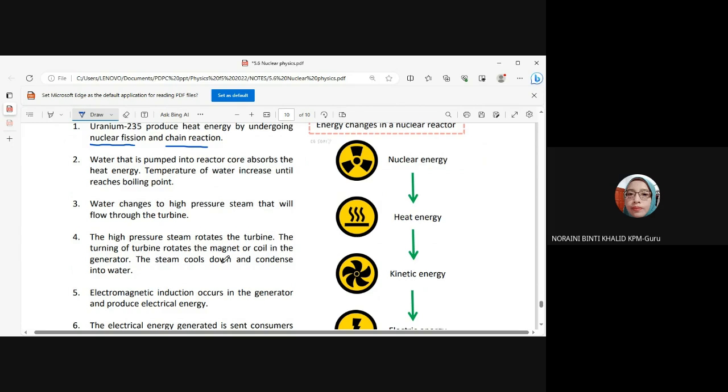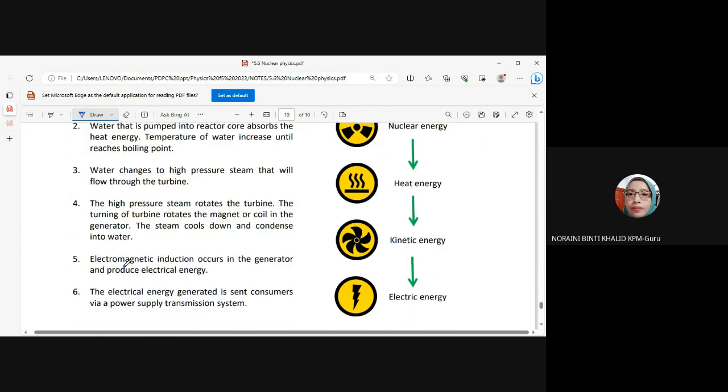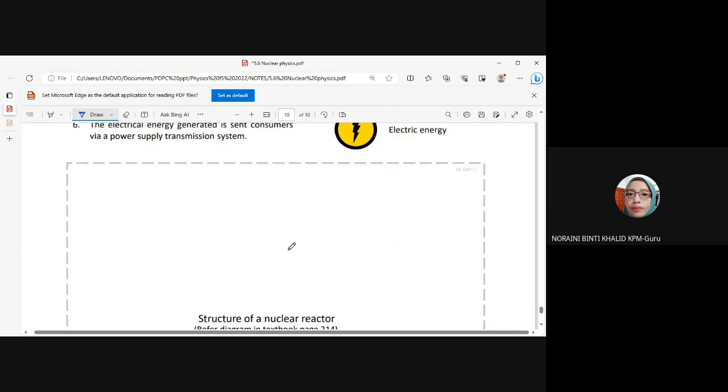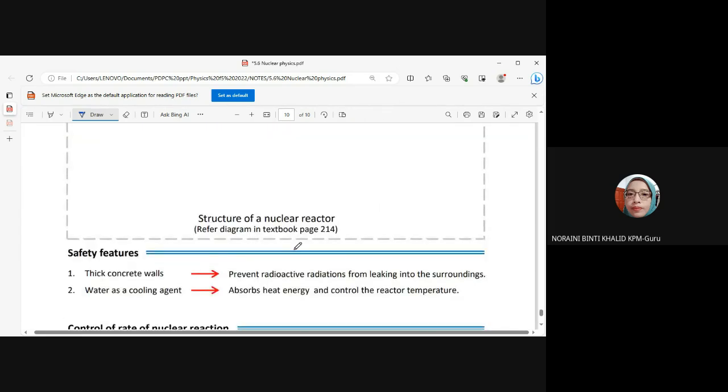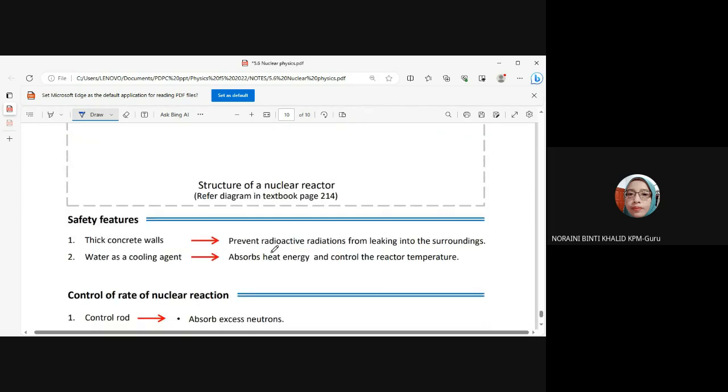The steam cools down and condenses into water. Electromagnetic induction occur in generator and produce electrical energy. Electrical energy generated is sent to consumers via power supply transmission system. Ini kita dah belajar juga tentang transmission system. Okay. Untuk structure of reactor nuclear, you boleh lihat buku teks.